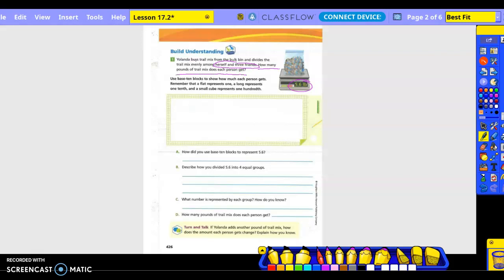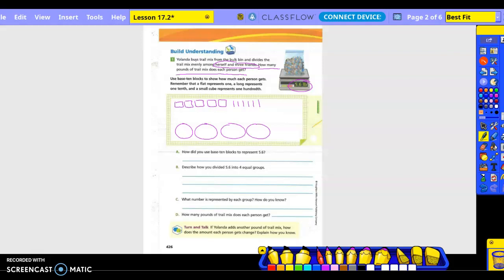So how many flats do I need to represent the 5 and 6 tenths? 5. So 1, 2, 3, 4, 5. How many longs? 6. And then how many small cubes? We don't need any because we don't have any hundredths, right? How many friends are there total? 4. So we need to draw how many circles? 4. So 1, 2, 3, 4.